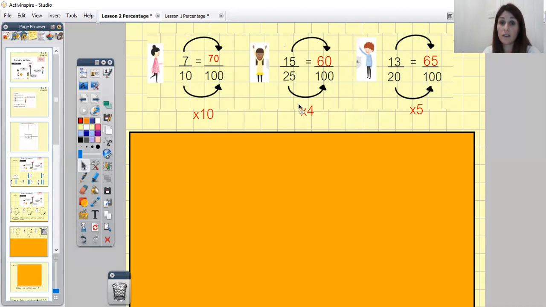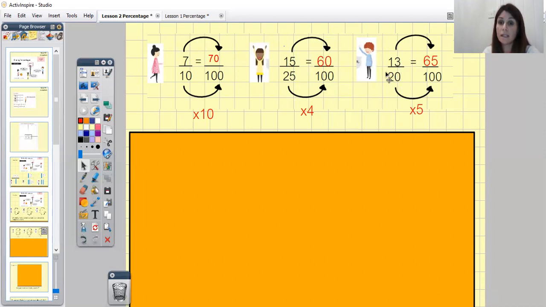But if you have a look, our number is different. If I just did the same thing, 25 times 10, I'm actually going to get out of 250, and that's no good. So don't just go, oh, yes, every time I need to multiply by 10. What I have done here is I've gone, oh, what's my new multiplier? What do I need to multiply 25 by to get 100? So this time, well, I know that there are 4 lots of 25 in 100, so I have to multiply 25 by 4 to get 100. So I do the same to my numerator, which gives me an answer of 60 out of 100.